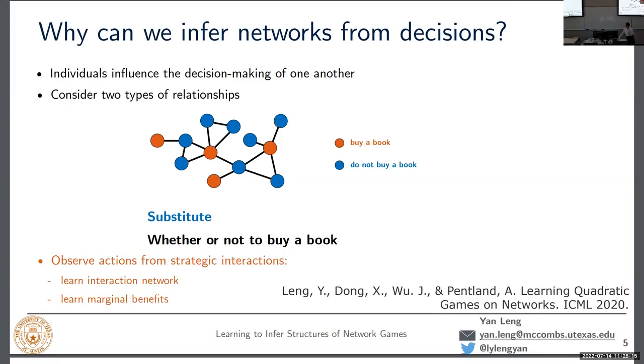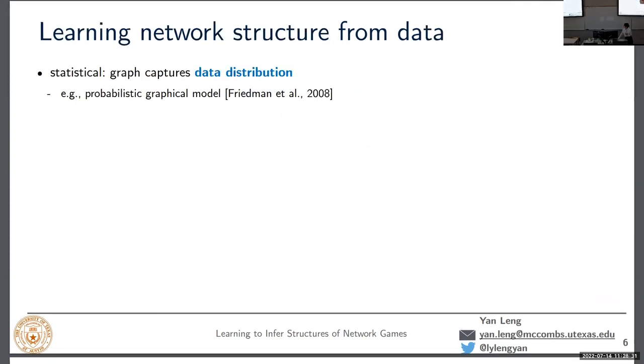What we try to do in our previous study is that from the observed actions, a bunch of decisions people make, we want to infer the interaction network. And also we want to infer some game-specific marginal benefit. I'll be more clear about what that means. So I'll talk about some of the literature that could help to solve a similar problem, to infer the network.